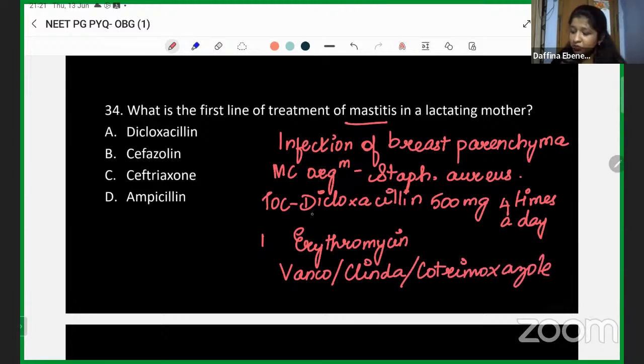But the treatment of choice is dicloxacillin. So what is the first line treatment? Dicloxacillin.